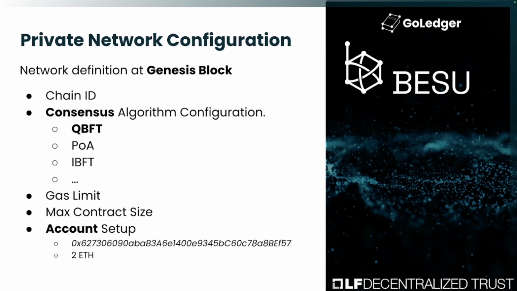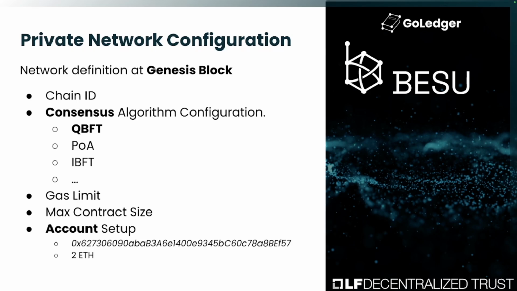Next, we configure the consensus algorithm, which defines how the network reaches consensus on the blockchain state. You can choose from several mechanisms, such as QBFT or IBFT, both Byzantine fault tolerance algorithms that ensure fault tolerance and prevent tampering, or you can choose Proof of Authority, PoA, which relies on trusted validators to secure the network.